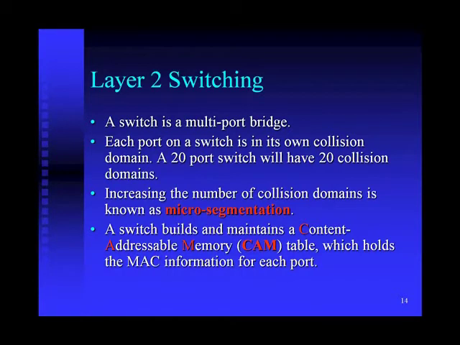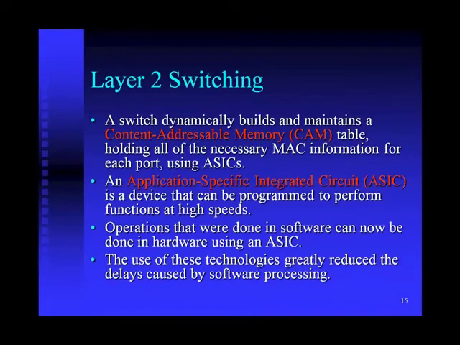A switch builds a CAM table, or a content addressable memory table, which basically is like the MAC table of a bridge. The switch dynamically builds and maintains that CAM table, holding all the necessary MAC information for each port using ASICs. I don't expect you to know what ASICs are, but I want you to know that when a computer is sending information, that switch would then store the MAC address and the port that it's associated with, just like the bridge did in that previous example. So if host A is sending to host B, and host A is on port 32 of that switch, it would associate its MAC address with port 32, so it knows where everything is going to be at on that switch.